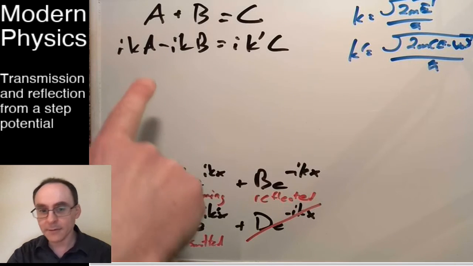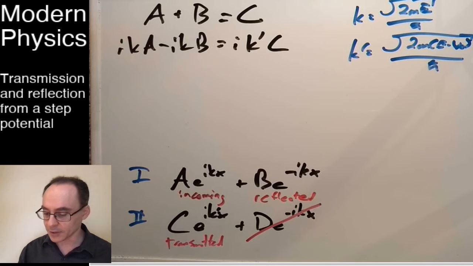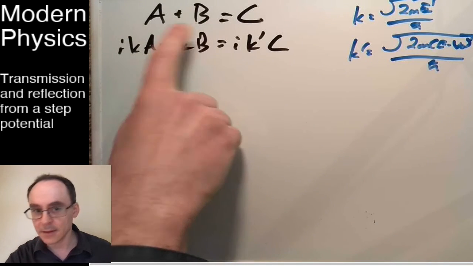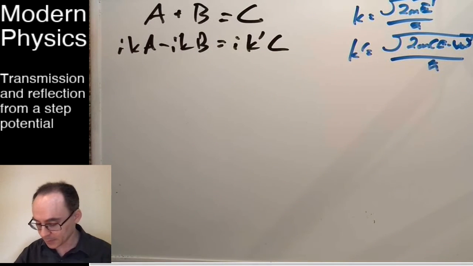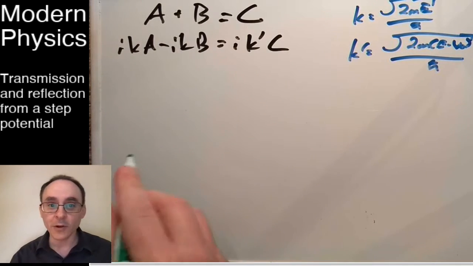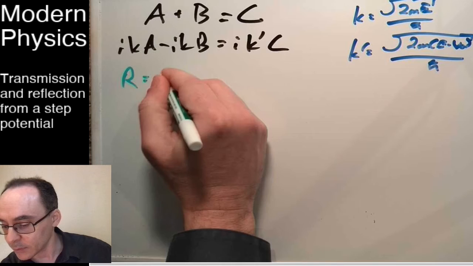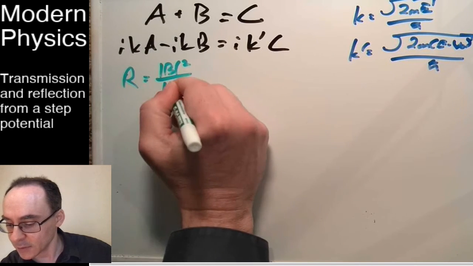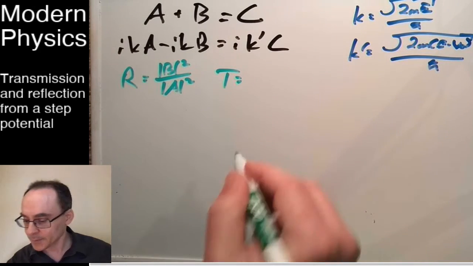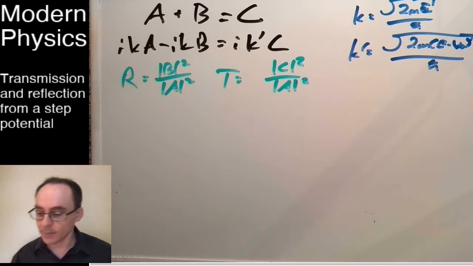And then it looks like we have two equations, but three unknowns. But there's really only two unknowns here that we're actually interested in this case. We are interested in the ratio of the reflected to the incoming and the ratio of the transmitted to the incoming. And we're interested really in probability, which remember is the wave function squared. So we're interested, for example, in the reflected probability, which is going to be absolute magnitude squared of b over absolute magnitude squared of a, and the transmitted probability, which will be magnitude c squared over magnitude a squared.